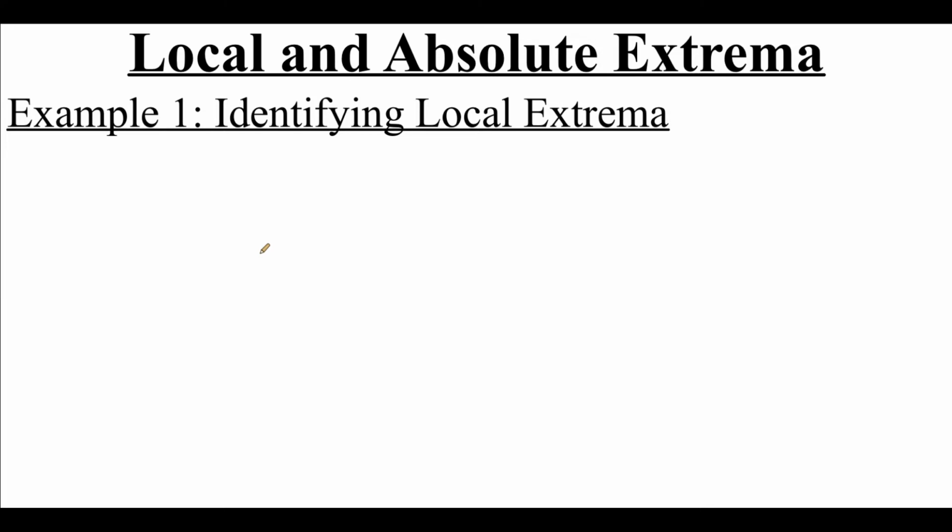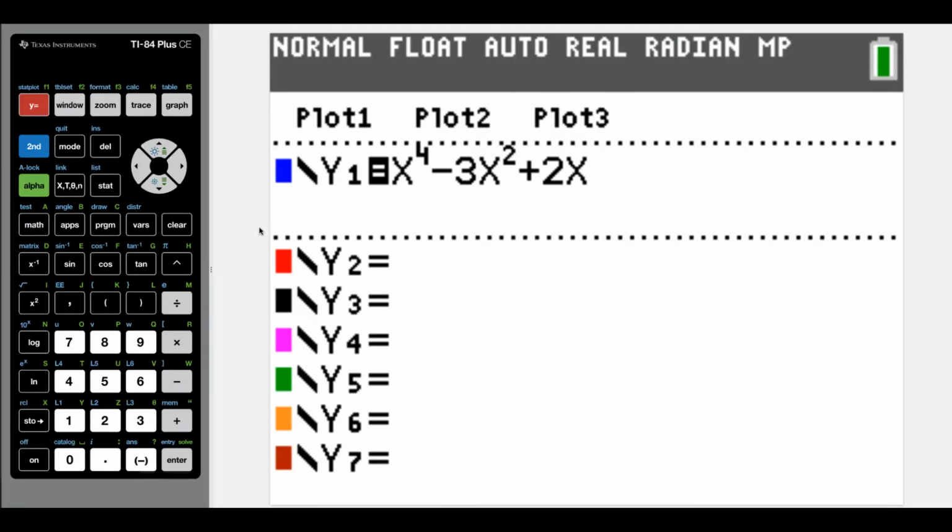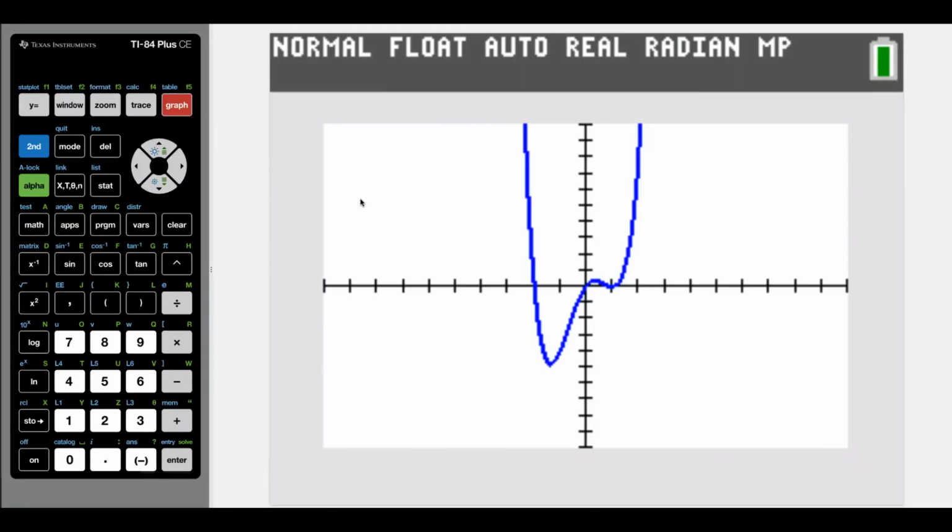We're going to take a look at an example of identifying some different local extrema, so local maximums and local minimums. We're going to look at the function f of x equals x to the fourth minus 3x squared plus 2x. And we're going to look at this picture on our calculator. So I've already got my function typed in. I'm going to hit the graph button and we'll get a picture that looks something like this.